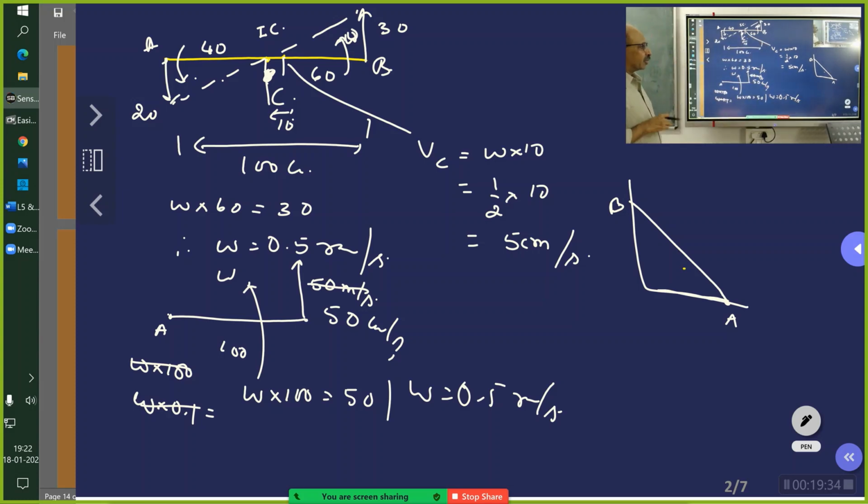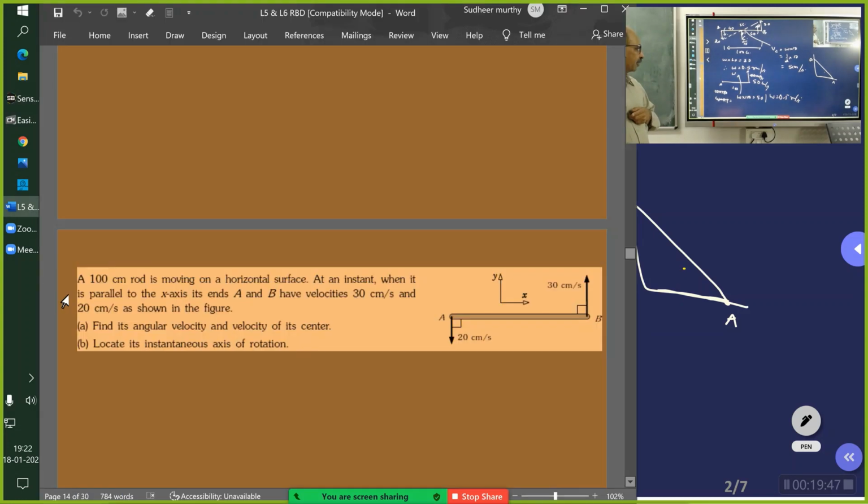You can do it like this also. So you can attack this problem in different ways, right? So you can see all your kinematics, relative velocity and all will be used here. Fine. I'll go on to the next problem, students.